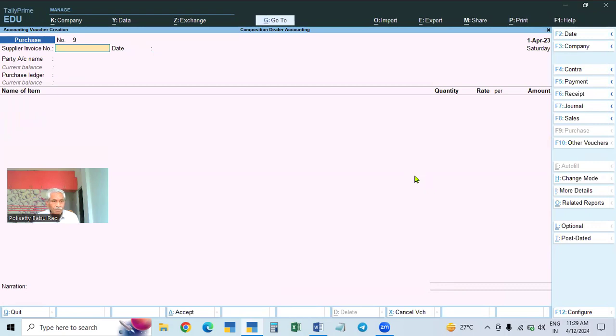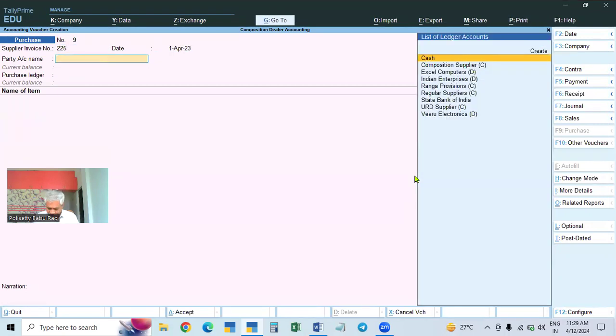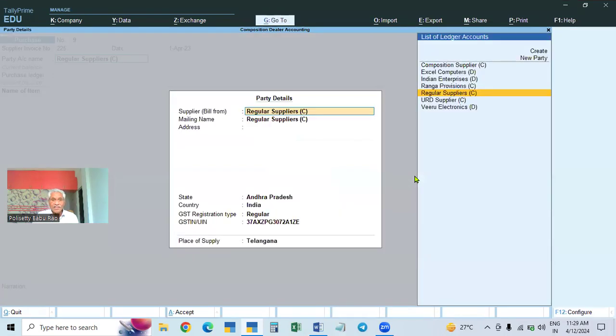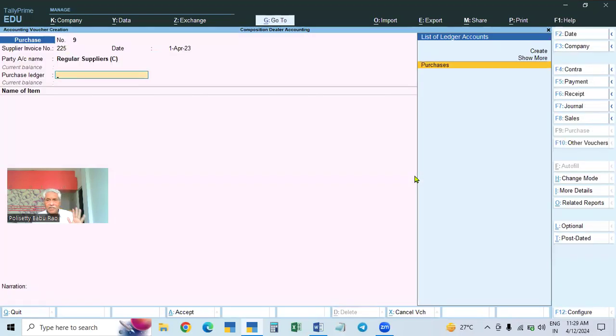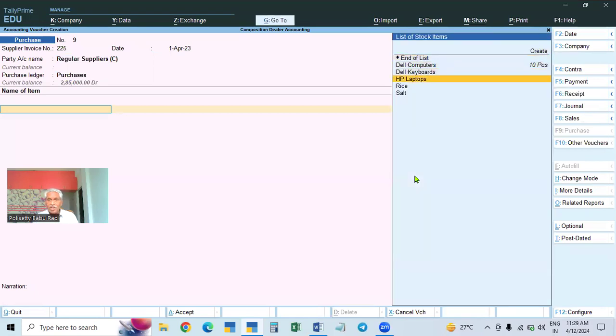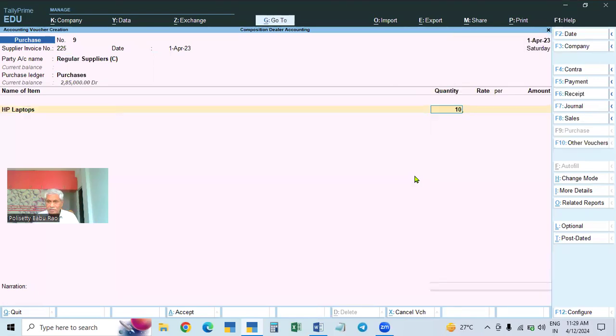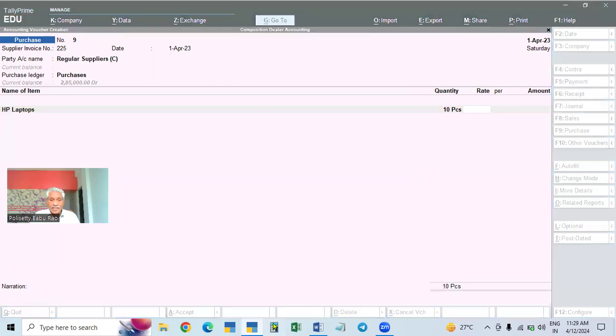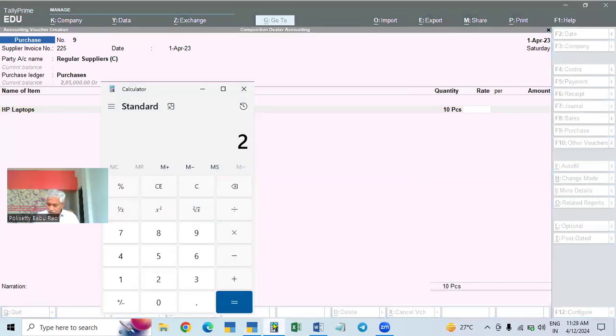The same day, you purchase 2 to 5. For example, next creditor is Ranga, Ranga's details we will take up later. Regular supplier, we will take up regular supplier. So he's a regular person. In the case of a regular person, we have to see the tax. Purchases, we will take up here. HP laptops, 10 numbers we purchase. The HP laptop we purchase for 29,000 rupees, so 2,90,000 rupees is the value of the goods.